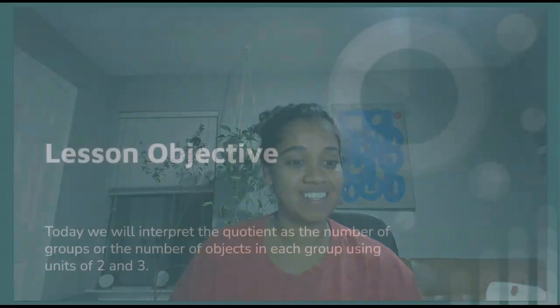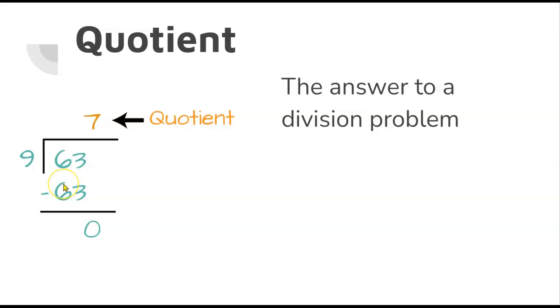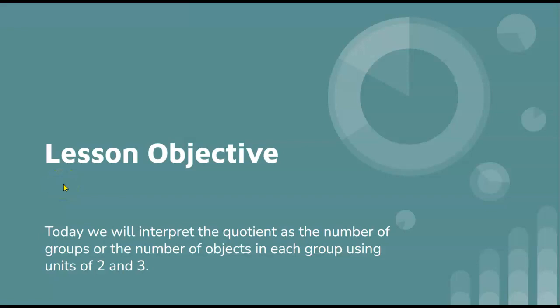Let's go ahead and get started with today's lesson objective. So today we will interpret the quotient as the number of groups or the number of objects in each group using units of 2 and 3.